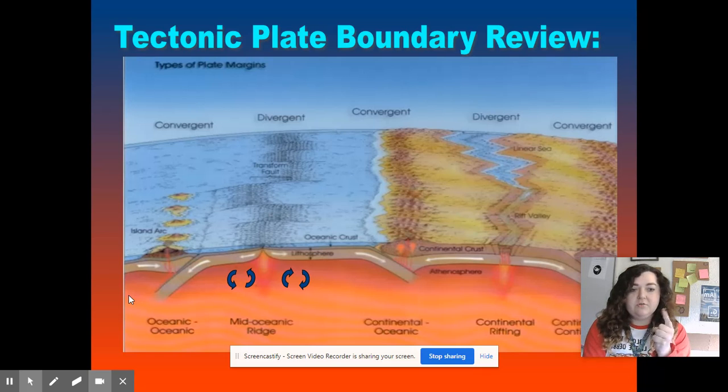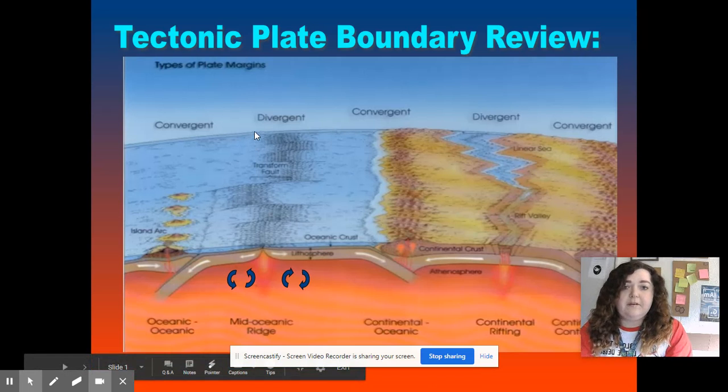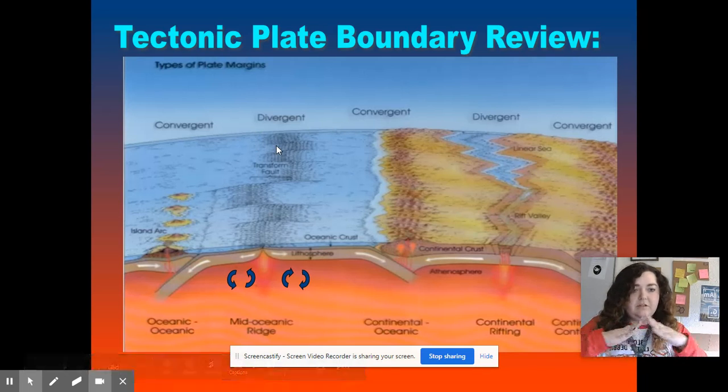So again, you have two main types, well, actually three main types. You have convergent, which is going together, which will go up or it'll go under. And then you have divergent, that's where they're pulling apart. And not pictured here is a strike-slip or transform fault, and that's where plates go past each other like this. So those are your three main types. Remember, there's two kinds of convergent: subduction and regular convergent.